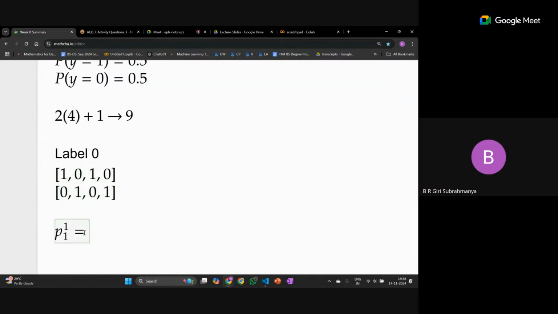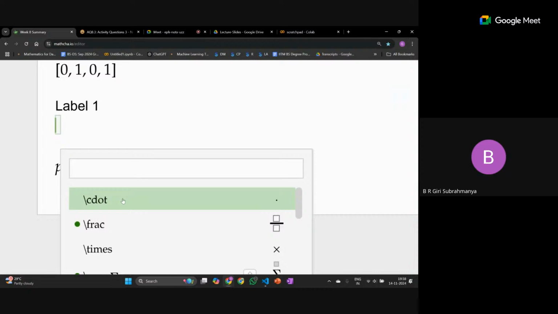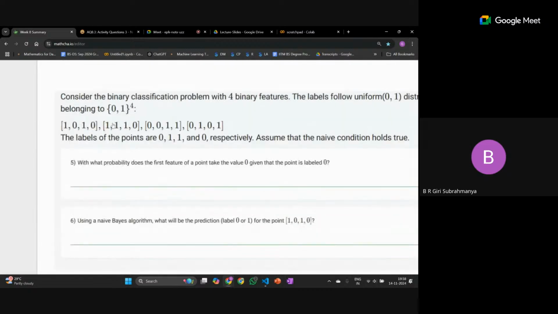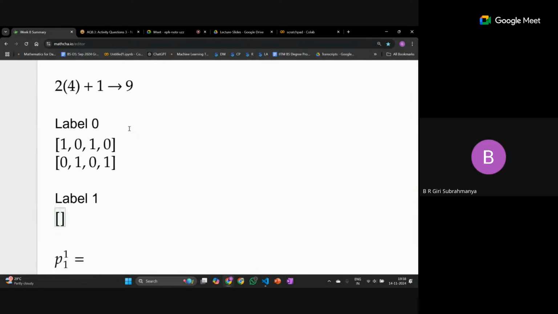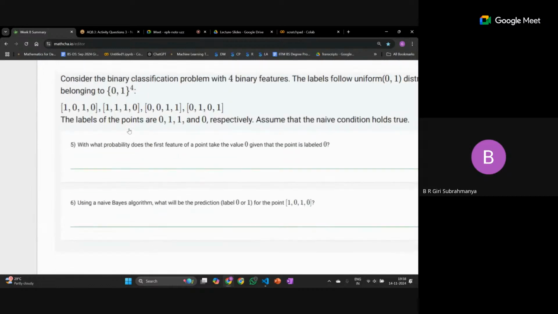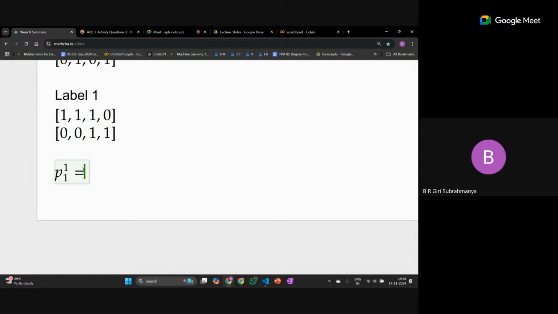All right. Now, this is for label 0. And for label 1, what are the data points? 1, 1, 1, 0 and 0, 0, 1, 1. Correct? Yeah.